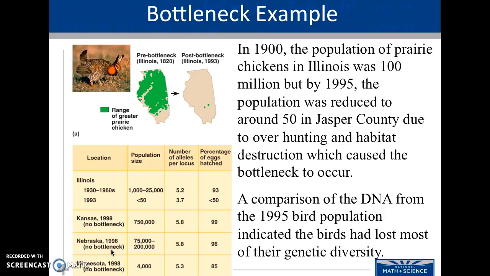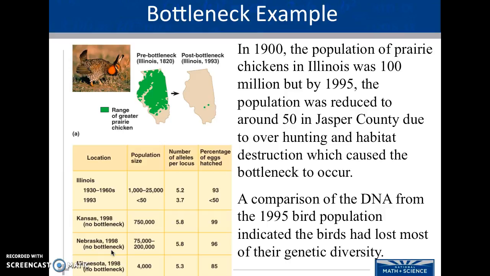When we look at the DNA evidence, we see that the diversity of the genetics has changed drastically. When we had a very large population, the diversity was very large. But that small population means that the birds have lost almost all of their genetic diversity because we killed off and got rid of a lot of the alleles. This is an example of genetic drift.